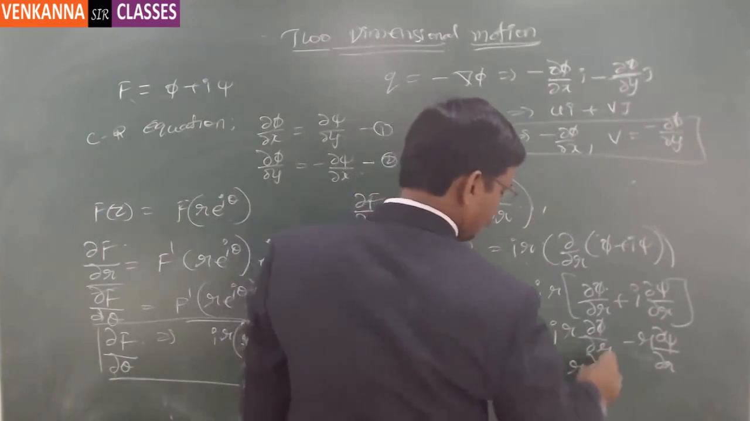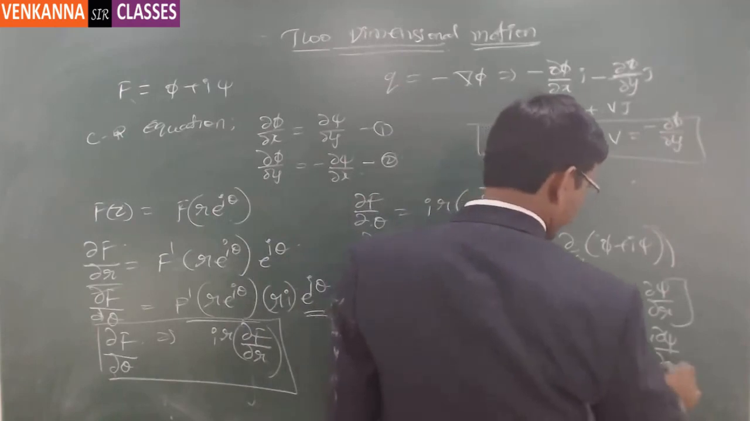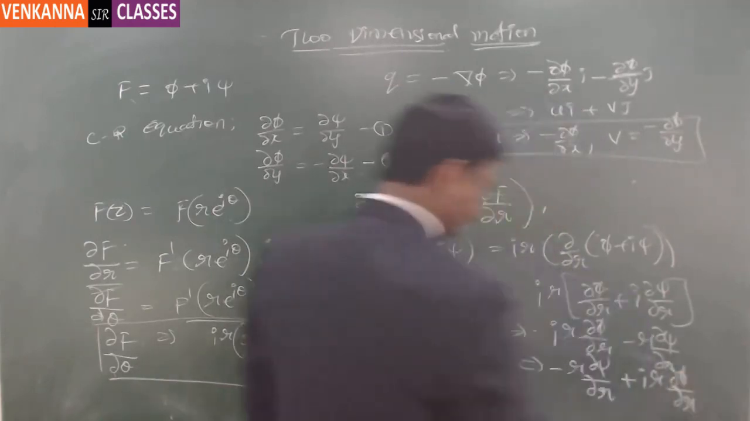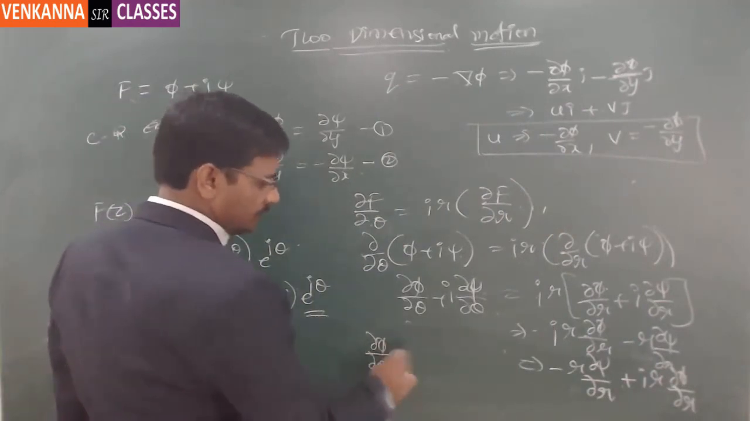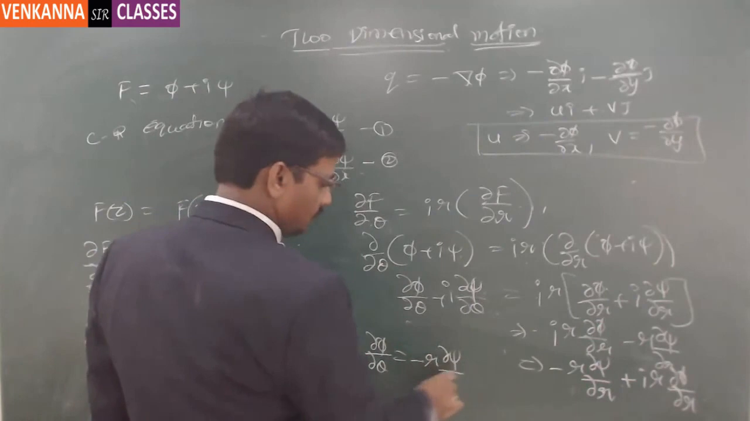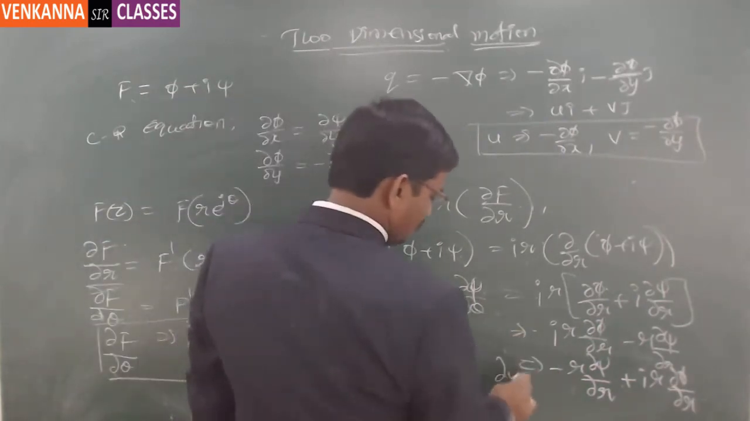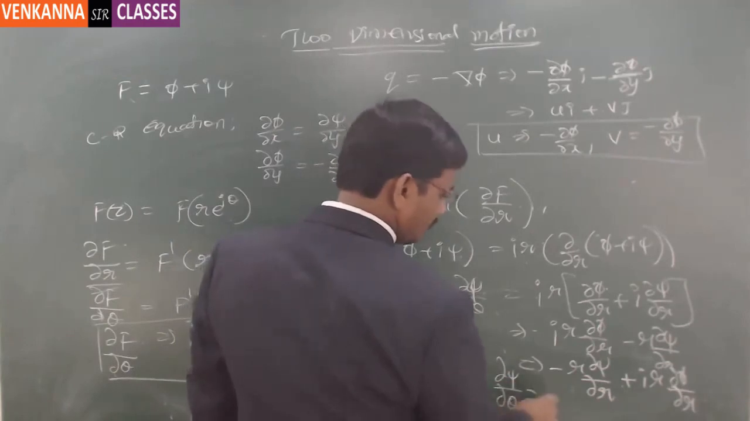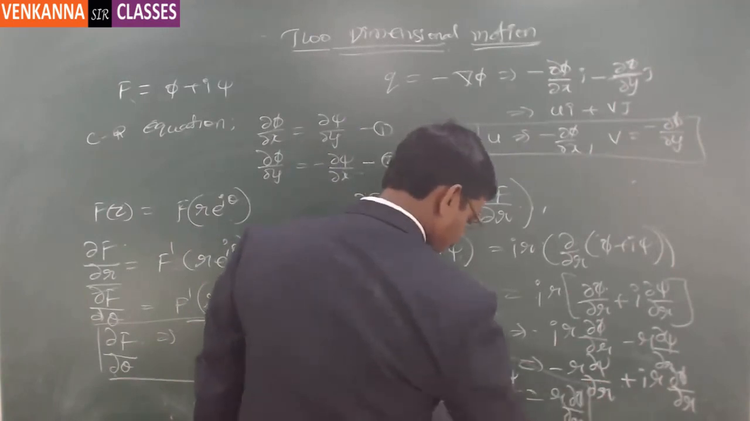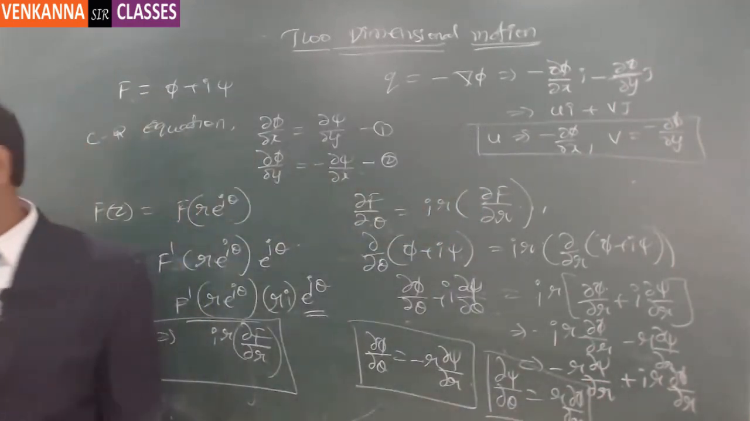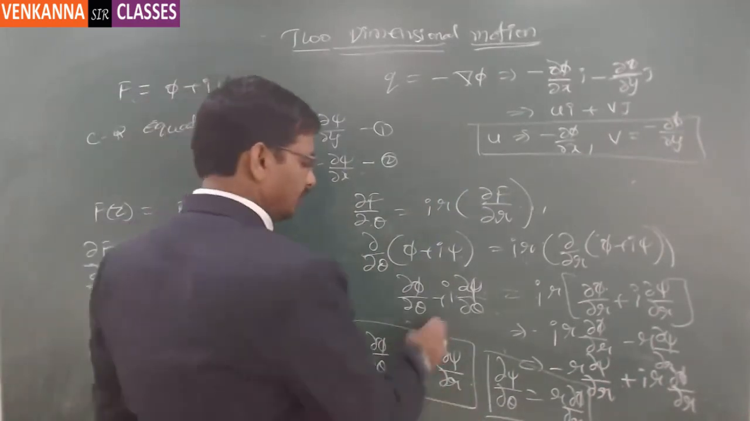Minus R ∂ψ/∂θ ∂R plus i times R ∂φ/∂R. So if we equate the corresponding terms, ∂φ/∂θ is equal to minus R ∂ψ/∂R. This is equation number 1, and the second equation will be ∂ψ/∂θ is equal to R times ∂φ/∂R. This is equation number 2. So these are the two equations governing the Cauchy-Riemann equations. These are called the Cauchy-Riemann equations in polar form.